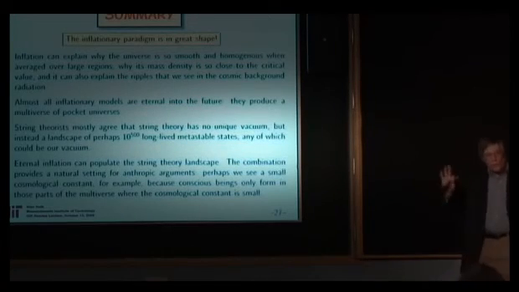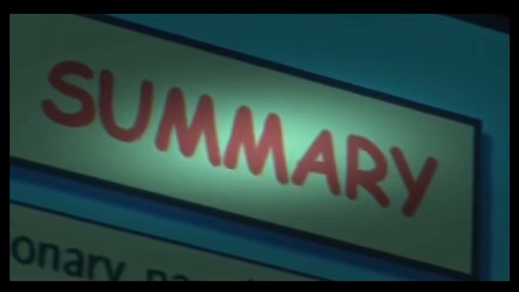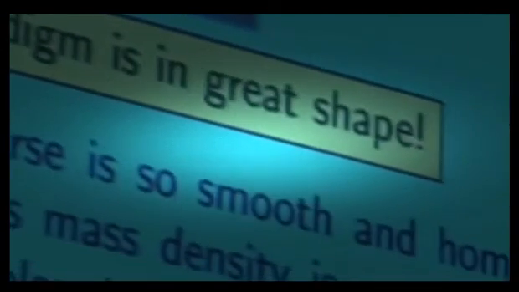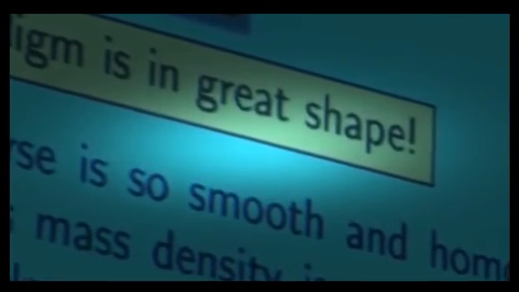So that's really all I want to say, but now I'll summarize just to make it clear what it is that at least I think that I've said. So what I think I've said is, first of all, that the inflationary paradigm is in great shape. Inflation can explain why the universe is so smooth and homogeneous when averaged over large regions. It can explain why the mass density of the universe is so close to the critical value. And it can also explain the ripples that we see in the cosmic background radiation.